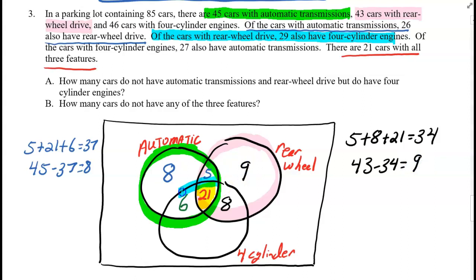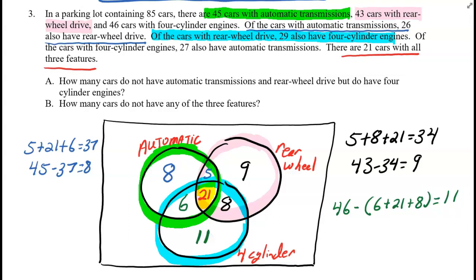And the last thing we need to do, second to last thing probably, is figure out who has only 4 cylinders. So for 4 cylinders, I can see there are 46 cars. And I'm going to subtract the 6, the 21, and the 8. So doing that on my calculator, you get 11. So that's going to be 11.